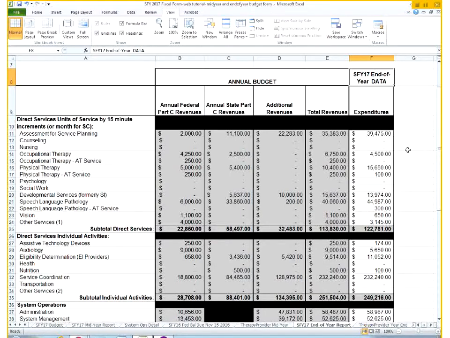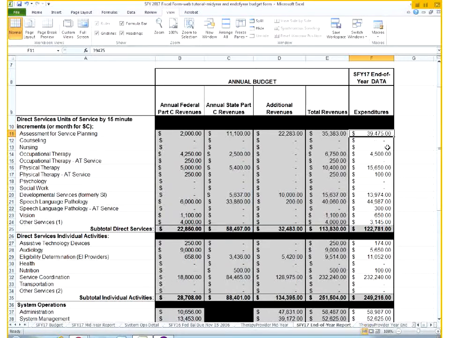Now, it is important that you know that the mid-year spreadsheet does not combine with this end of the year spreadsheet. So what I mean is that this is not the second half of the year. So we're not pulling from mid-year and just filling in for the second half of the year. What's reported in your end of the year should reflect what has been expended for the entire year. So this number here for assessment for service planning and the expenditures column refers to how much the local system has spent on assessment for service planning for the entire fiscal year.